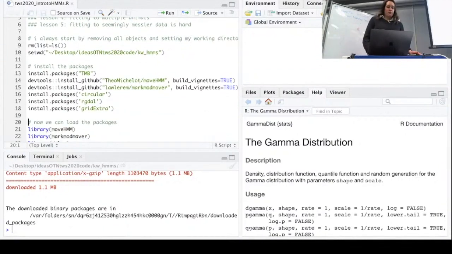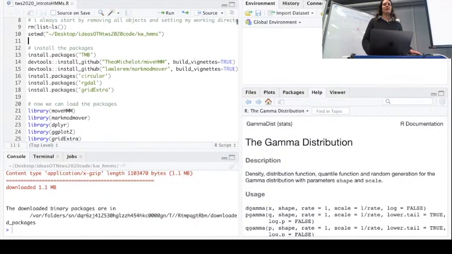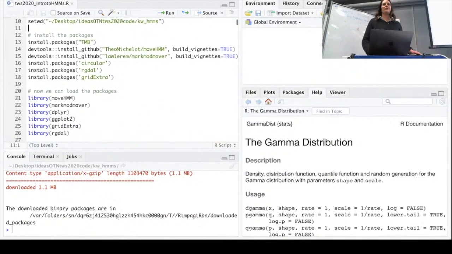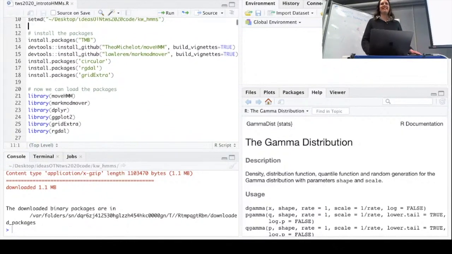So I always start by removing all my objects and setting my working directory. To do this, you would have to change it. I think it comes off when you download the folder as -master, so you would just have to change that. Does everybody have working directory stuff set up? Because that's very commonly an issue. I know we've been through several different lectures so far, but it came up last lecture too.